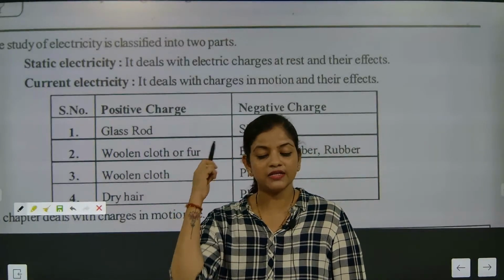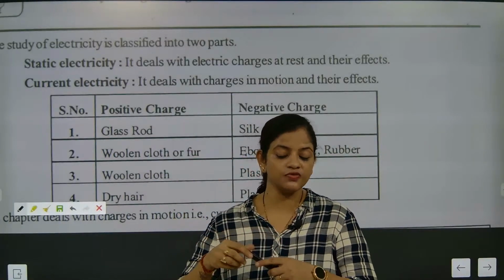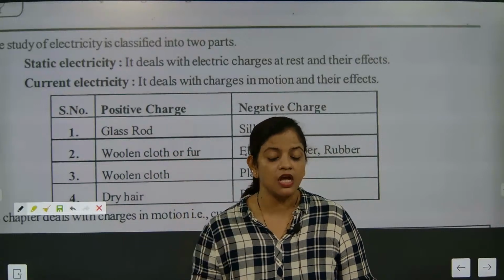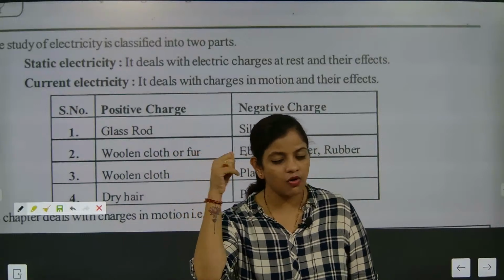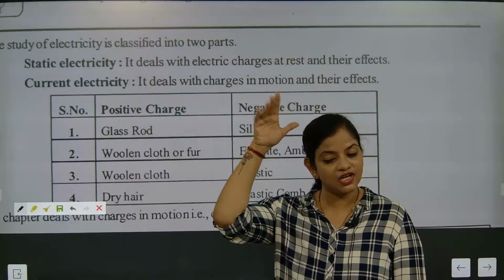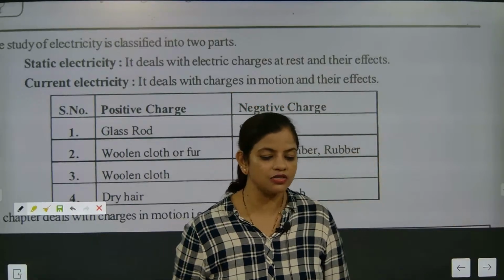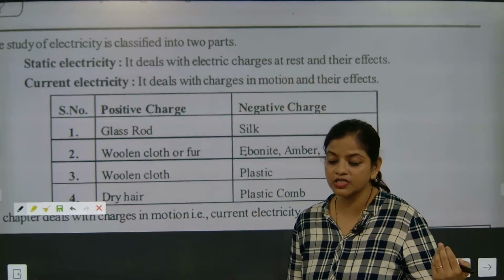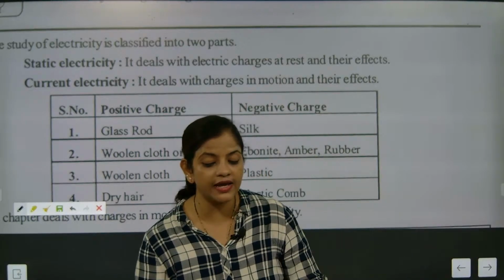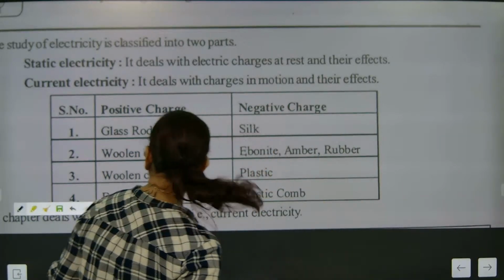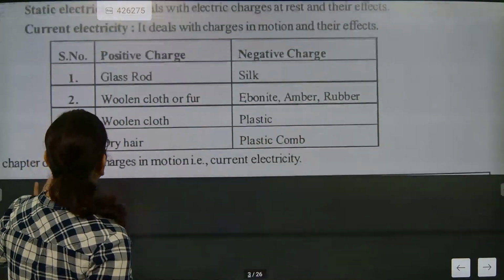If you comb like this, how much positive charge will be there on the comb, that much negative charge will be on the hair. So sometimes when you are combing dry hair, the hairs will get electrically charged and will start standing up. Understood? So that's the concept. Some will be gaining positive charge and the opposite will be gaining negative charge.